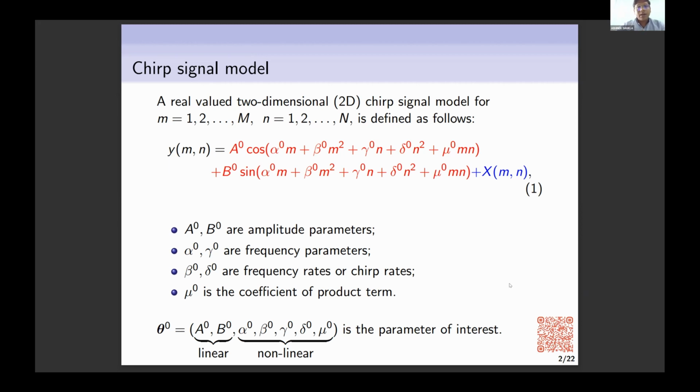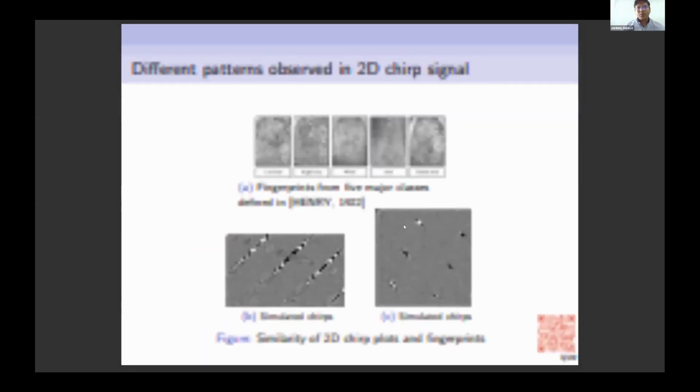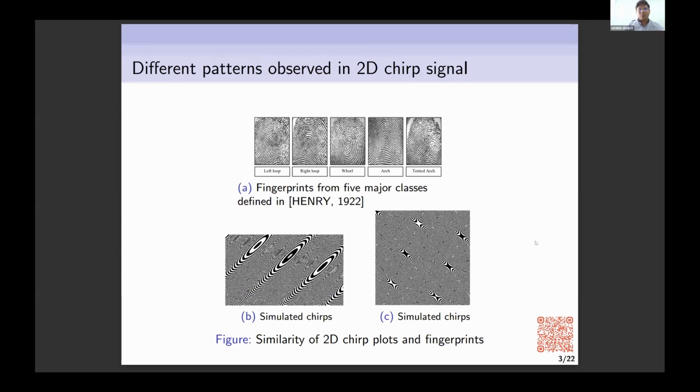m and n, and inside the cos, there is this phase term of the quadratic polynomial, two-dimensional one, where these parameters alpha naught and gamma naught are the frequencies and beta naught, delta naught are the frequency rates. So our parameter of interest is this whole collection A naught, B naught, alpha naught, beta naught, gamma naught, delta naught, and mu naught. Let me start motivating you for the applications of these chirp models.